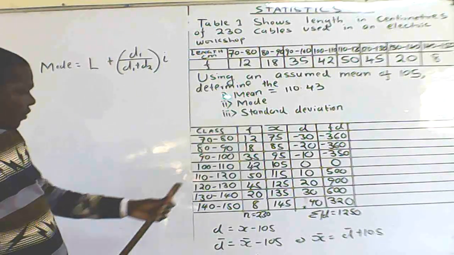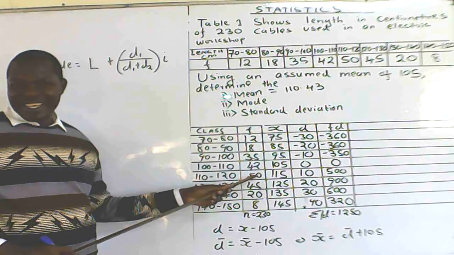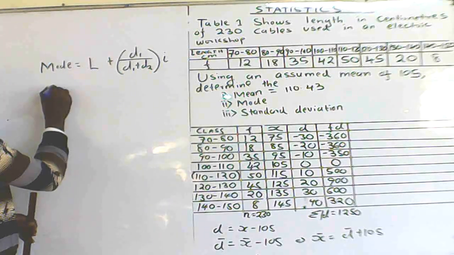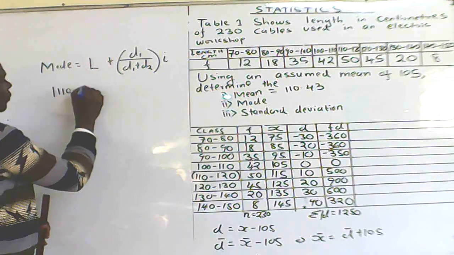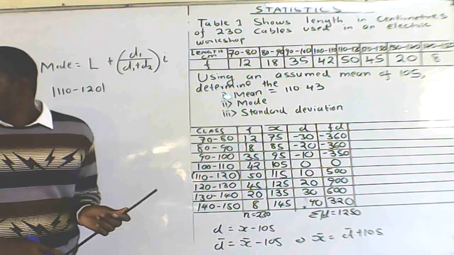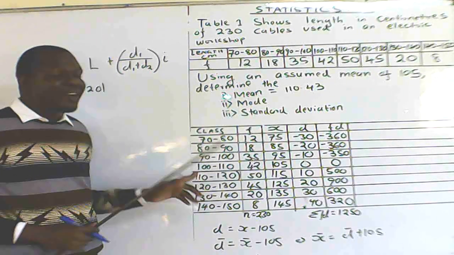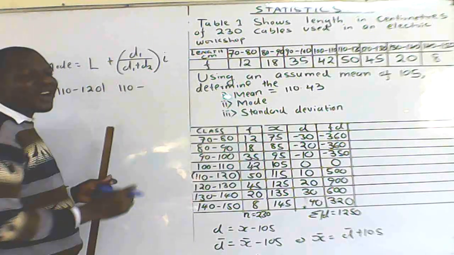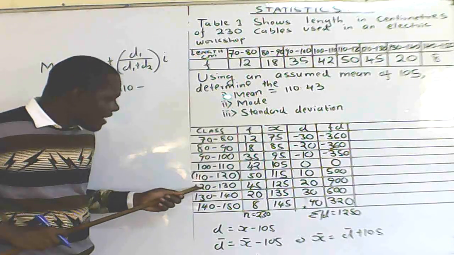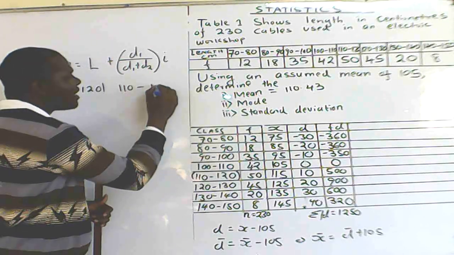So the class with the highest frequency, we check the frequency, what is the highest frequency? 50 is the highest frequency, isn't it? Yes. So if 50 is the highest frequency, this is the modal class, 110 to 120, isn't it? Now from this class you get its limits. This class ended at 110 and this one started at 110, meaning the average there is 110. You want the lower class limit, isn't it? Yes. Then this class ended at 120 and the next started at 120, meaning the upper class limit is 120.